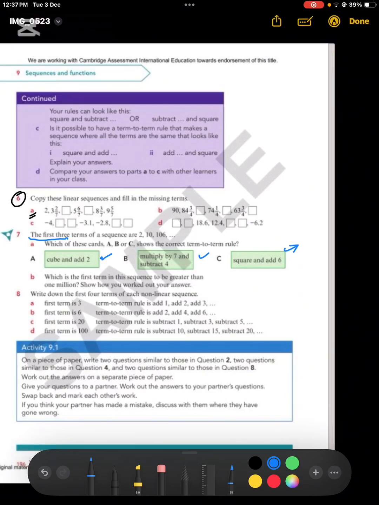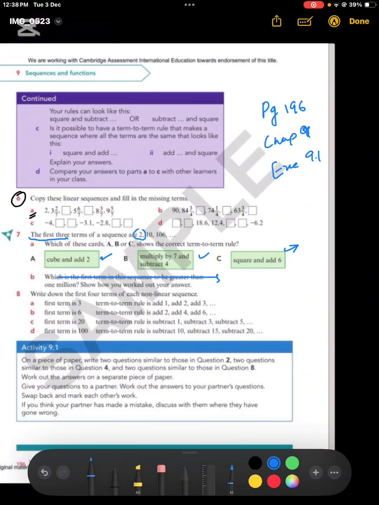By the way, this is page number 196. Chapter is chapter number 9, and exercise is 9.1. Okay, it says the first one is cube and add 2.